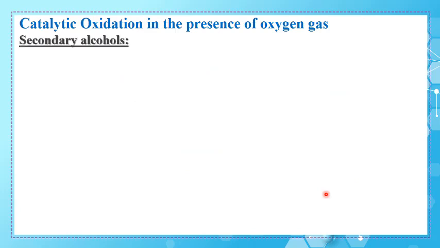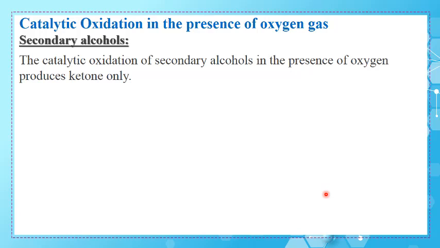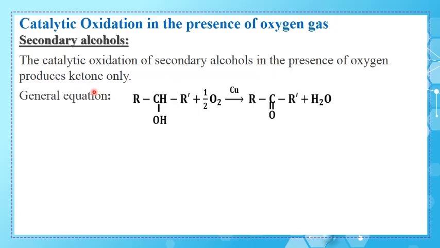Now, let's move to secondary alcohol, the catalytic oxidation for secondary alcohols. We know that the catalytic oxidation, since it's a mild oxidation of secondary alcohols, will produce ketones only. Here is the general equation. As you can see, here is the secondary alcohol because we have two alkyl groups in it, plus half O2 in the presence of copper as a catalyst. What do we obtain? The ketone.